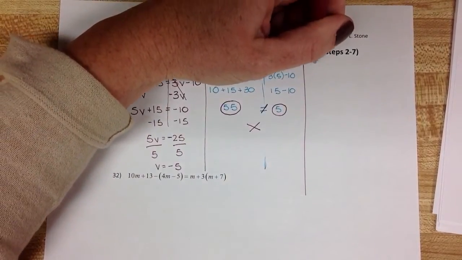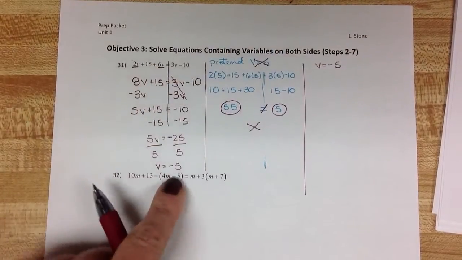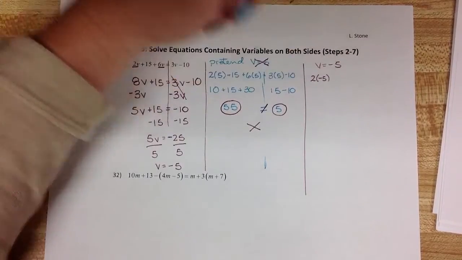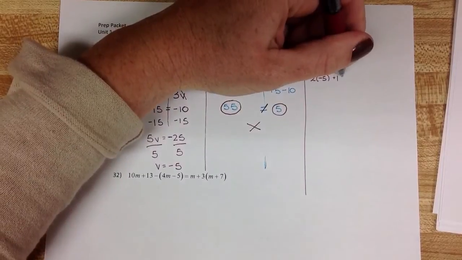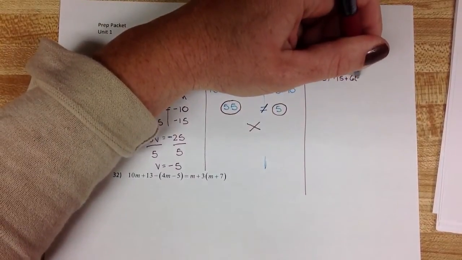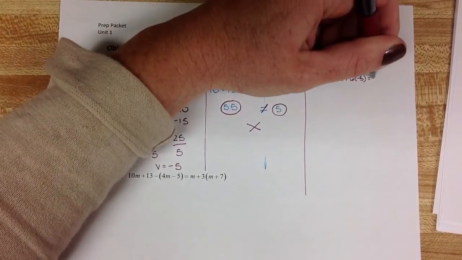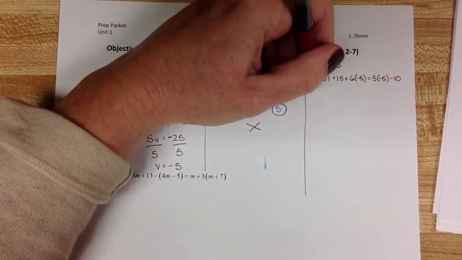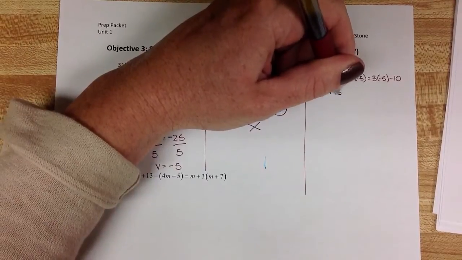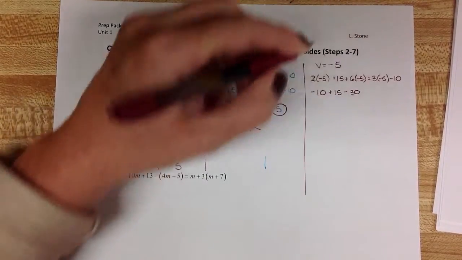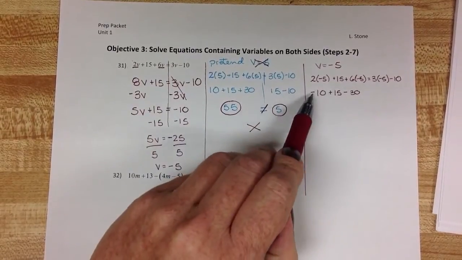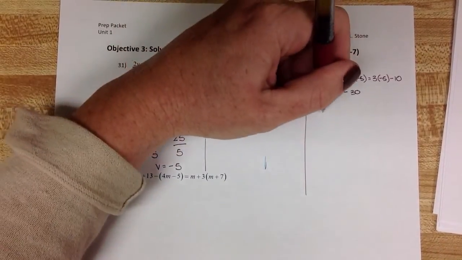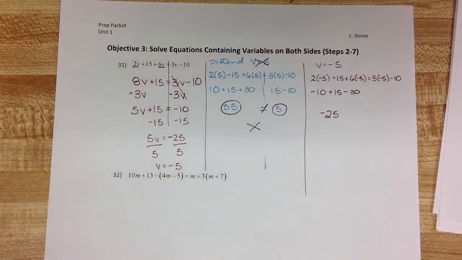If we go back and do the check for the answer we actually did get, v equals negative 5, hopefully it will come out correct. So we have 2 times negative 5 plus 15 plus 6 times a negative 5 is equal to 3 times a negative 5 minus 10. Okay? So 2 times negative 5 is negative 10 plus 15 minus 30, because 6 times negative 5 is a negative 30. My two negatives are going to give me a negative 40. Even when I put $15 back in the bank, I'm still at a balance of negative 25.